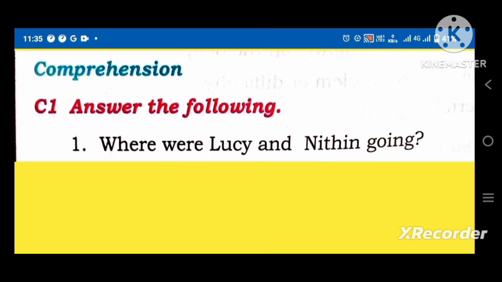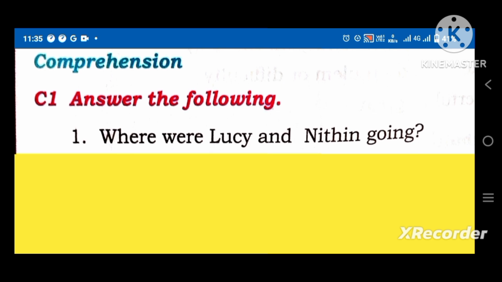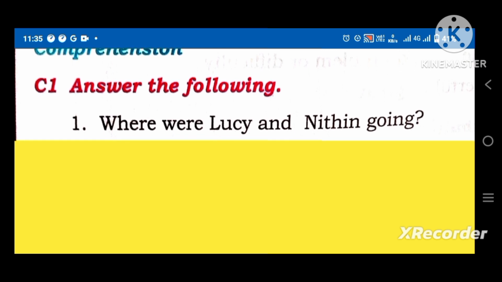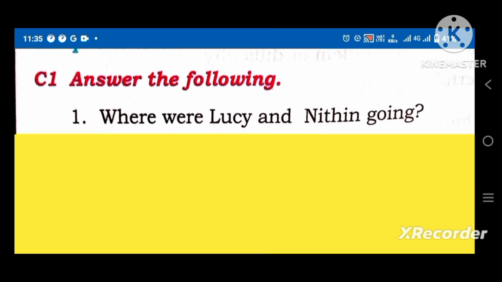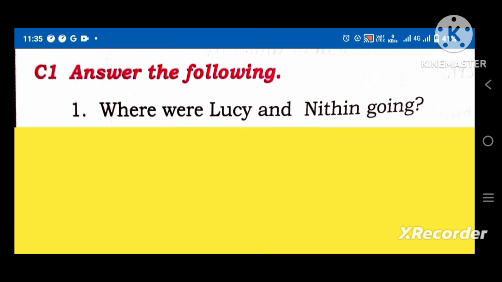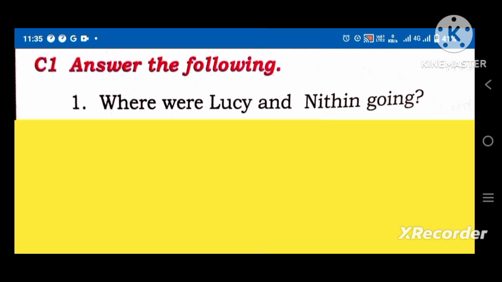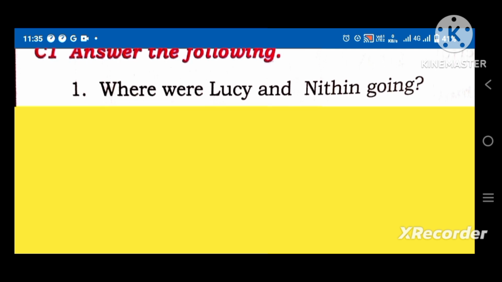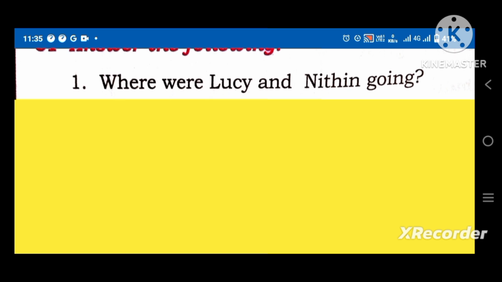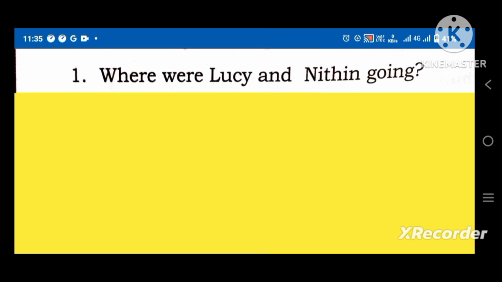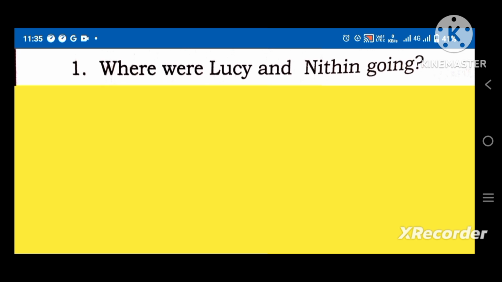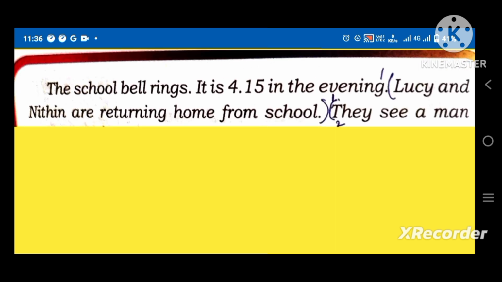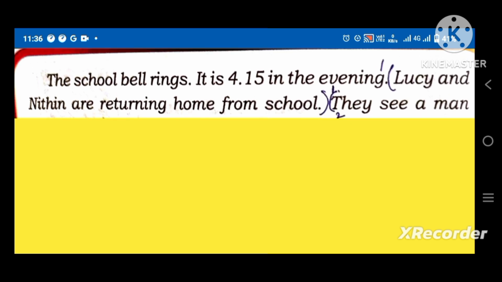Comprehension. C1. Answer the following. Where were Lucy and Nitin going? Answer: Lucy and Nitin are returning home from school.